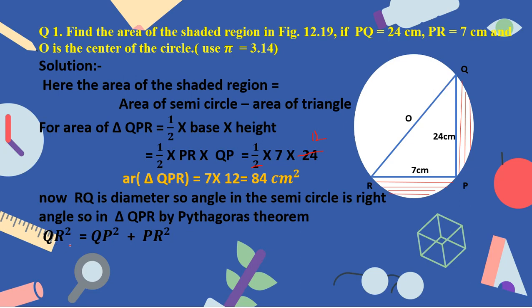QR, that is equals to hypotenuse, is equals to QP square, that is perpendicular square, plus PR, that is base square. So by putting the values, 24 square plus 7 square is 576 plus 49, we get QR square is 625, and QR, that is diameter, is 25 centimeter.